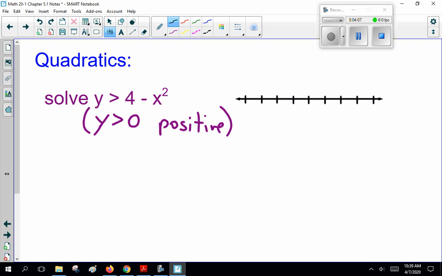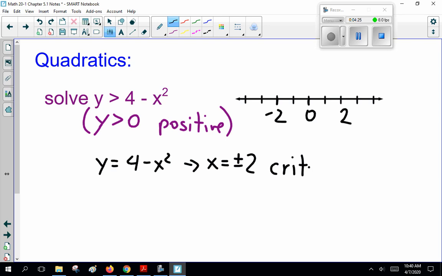Now, we just solved y equals 4 minus x squared. And we got our values of minus 2 and 2. Now here, these are what we call critical values. So we have a critical value at minus 2 and at 2. All right? Now, the new thing here is we have to find where the function is positive. Now, to do that, we look at these critical values and we check a number in each section.